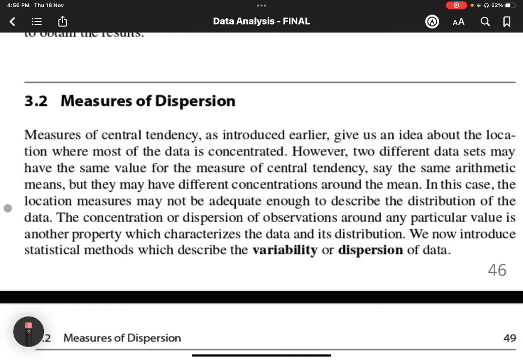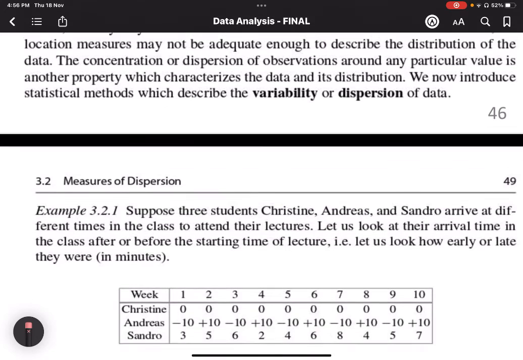So, under ng measures of dispersion, the location measures may not be adequate enough, no, to describe the distribution of the data. The concentration or dispersion of observations around any particular value is another property which characterizes the data and its distribution. We now introduce these statistical methods which describe the variability or dispersion of data.